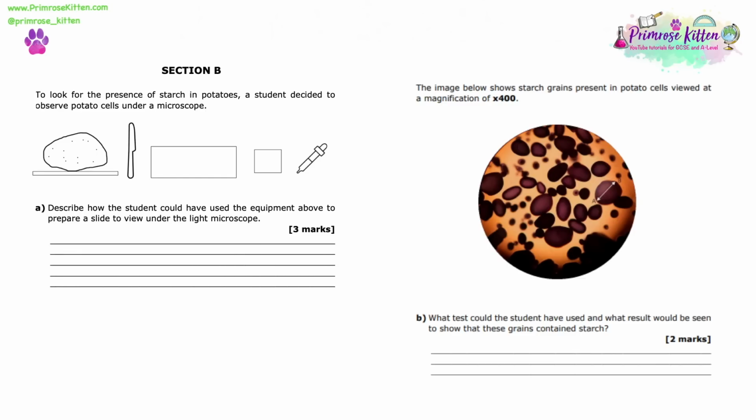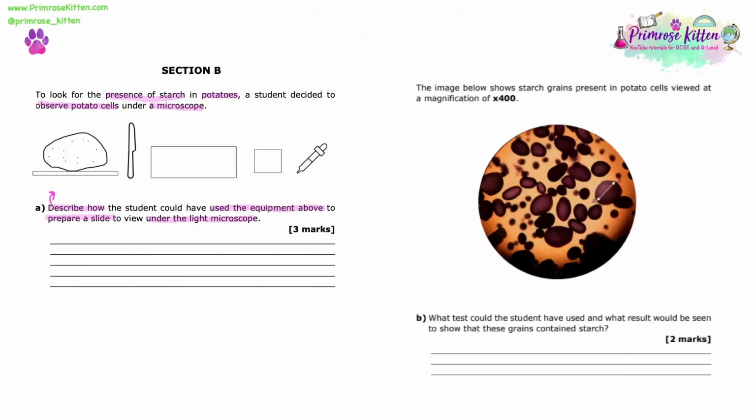Okay, so on to section B and our first question. These are now obviously longer answer questions. To look for the presence of starch in potatoes, a student decided to observe potato cells under a microscope. Describe how the student could have used the equipment above to prepare a slide to view under the light microscope. Okay, so we've got some pictures of equipment.